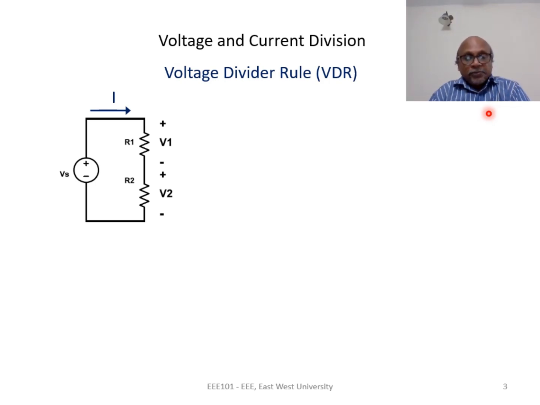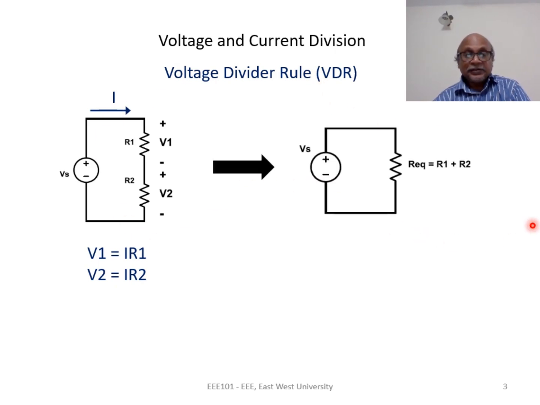So we can express V1 and V2 using Ohm's law according to this relationship. V1 is plus IR1, V2 is plus IR2. So if I know I, I can find out V1 and V2. To find I, we combine these two resistances in series. So Req is R1 plus R2. The current will remain the same because series combination of resistances does not change the current.